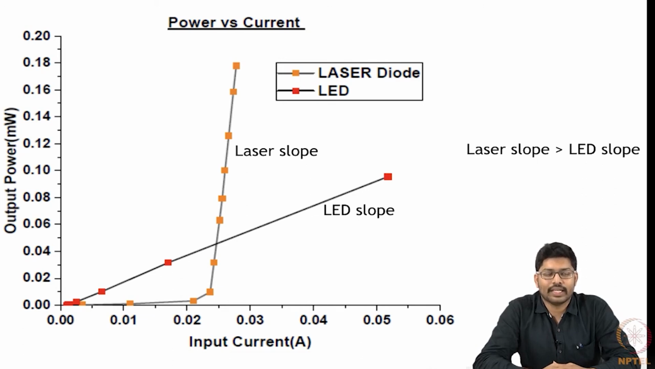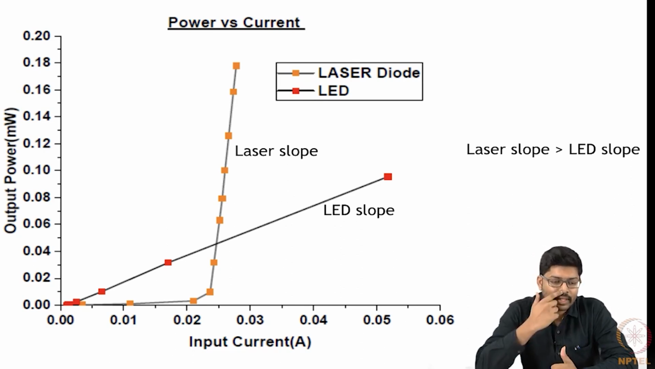There are two key differences between these two plots. One is the threshold current. The laser diode requires some threshold current to start the lasing action, whereas the LED requires no threshold current. The power starts increasing all the way from 0 current. And the second key difference is that for a laser diode, the slope efficiency is far greater than for the LED.